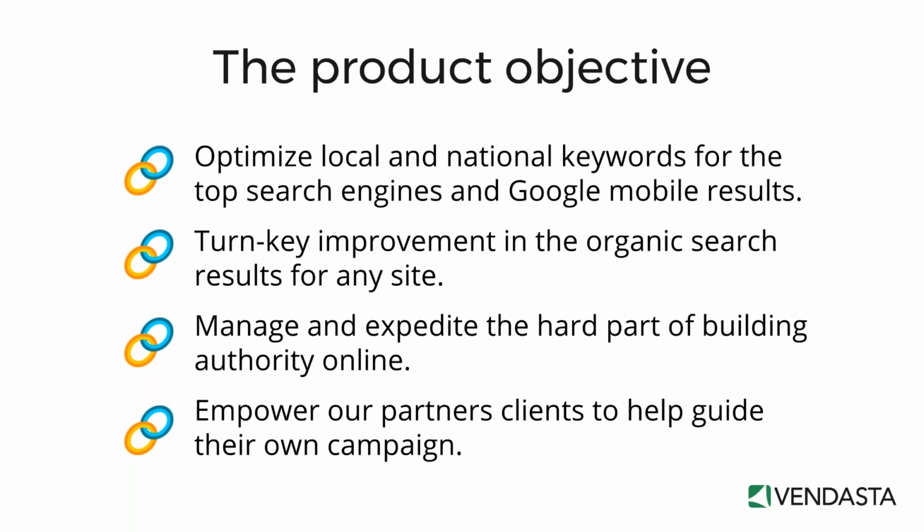Now, the product objective. Janessa, can you take us through this? Yeah, so basically what they are trying to do is optimize your local and, if need be, national. Again, we do recommend going with the local keywords, but if you do have a client that's national, we can definitely work for that too. And just making sure that these come up on top search engines and Google mobile results. It's a turnkey improvement in the organic search results for any site. It is a really simple and easy process. And like I said, they can be used to manage and expedite the hard part of building authority online.